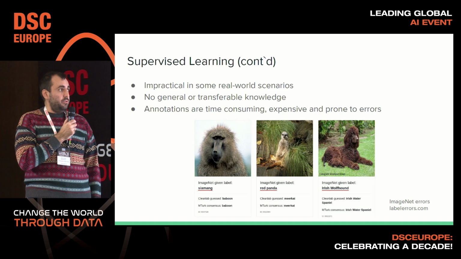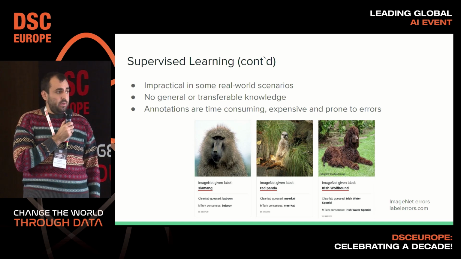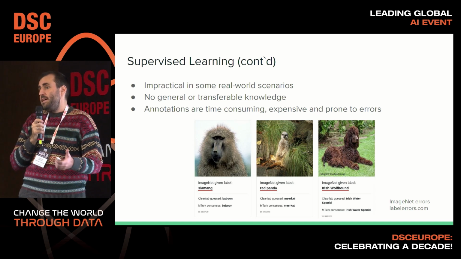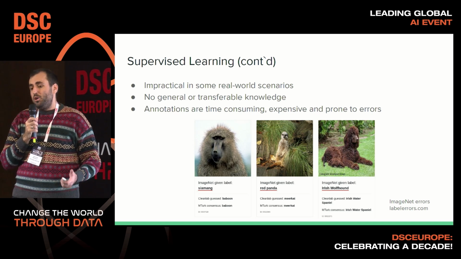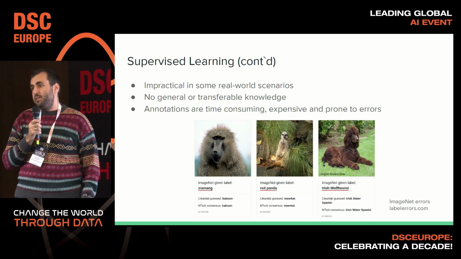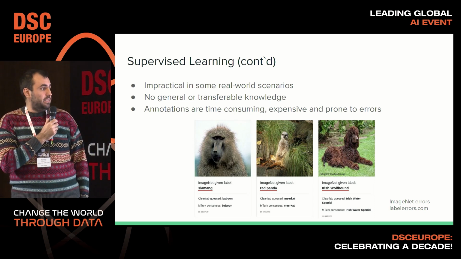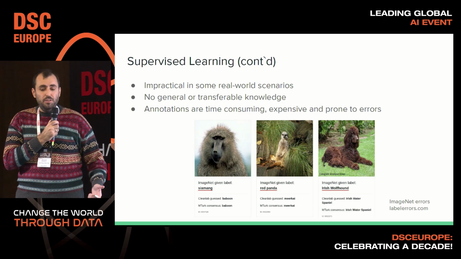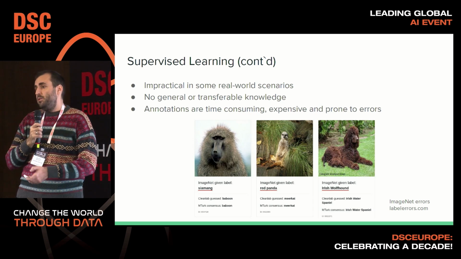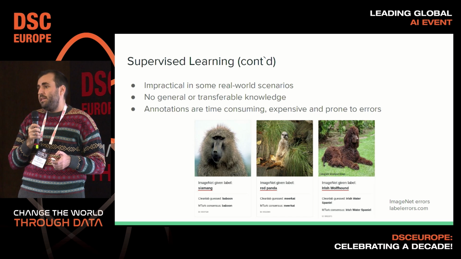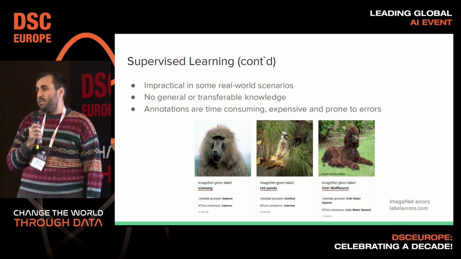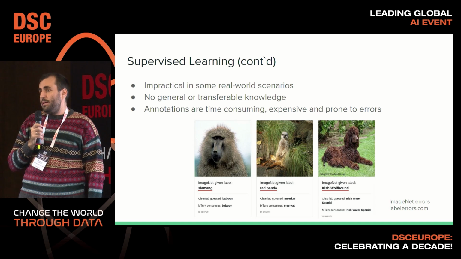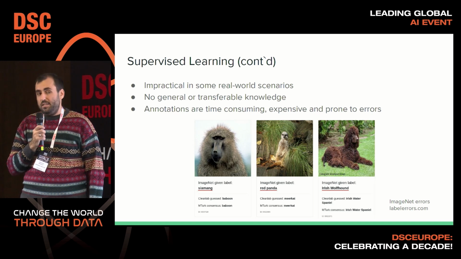Continuing, what are the issues with this approach? As we mentioned, it's impractical in some real-world scenarios. You will always have this problem that you want to add something, and it's difficult to do in traditional models. Another problem is no general or transferable knowledge, which means that the model knows to recognize those classes, but nothing in between. There is no fuzziness between the classes. It cannot learn to generalize knowledge based on the data that we gave it.